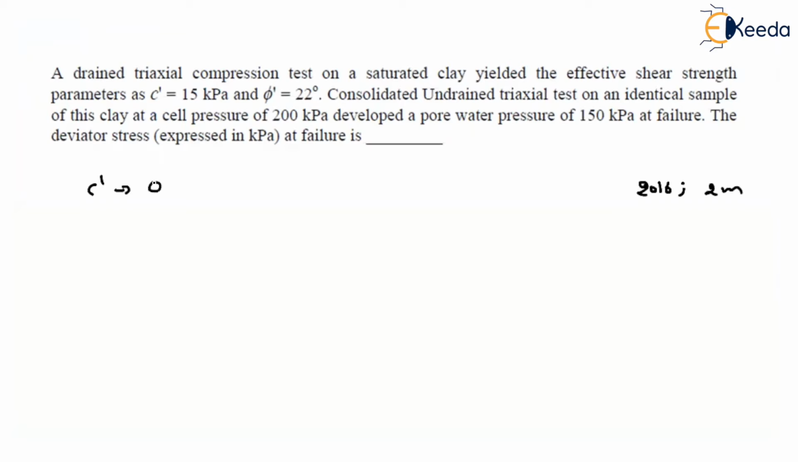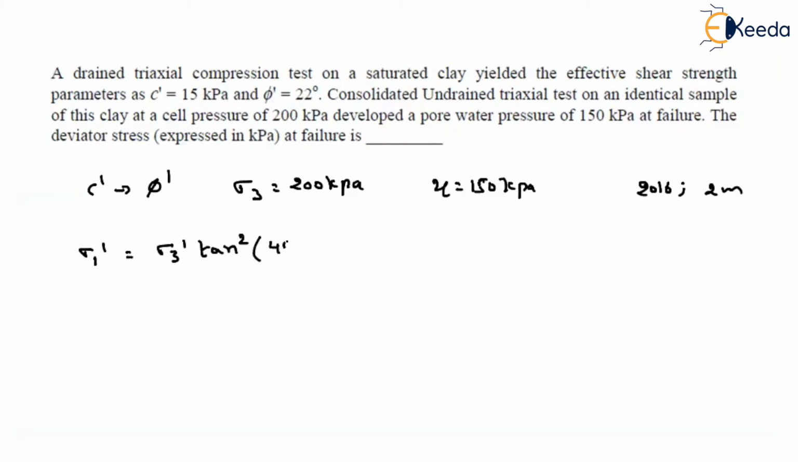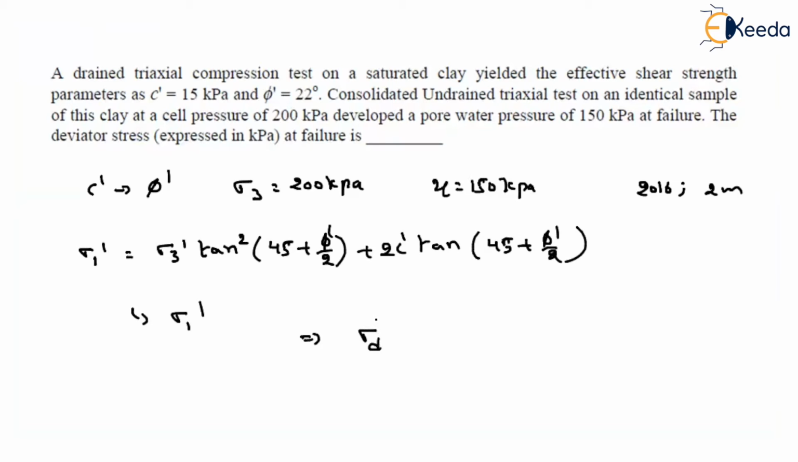c dash given, phi dash given. Cell pressure, that is sigma 3 value, is given as 200 kilopascal. Pore water pressure is also given, 150 kilopascal. So it is a direct question. You can use sigma 1 dash equals sigma 3 dash into tan square of (45 plus phi dash by 2) plus 2c dash into tan of (45 plus phi dash by 2). From this you will get sigma 1 dash, and based on that you can find out sigma d. Just substitute in the calculation part. Then you will get this value as around 104.36.